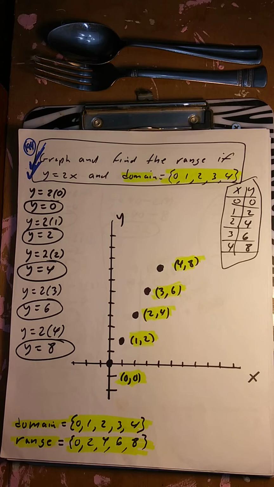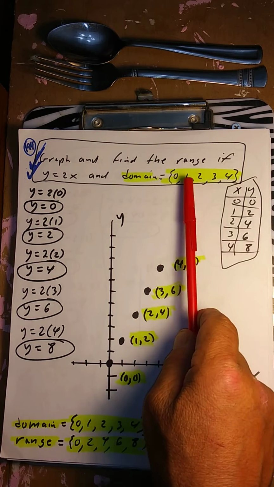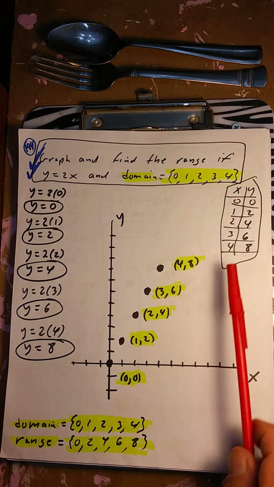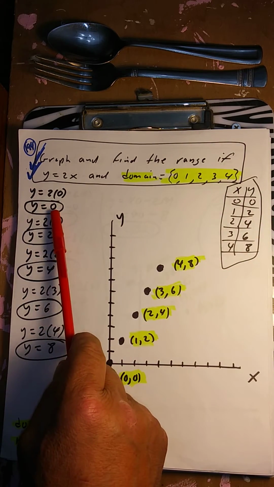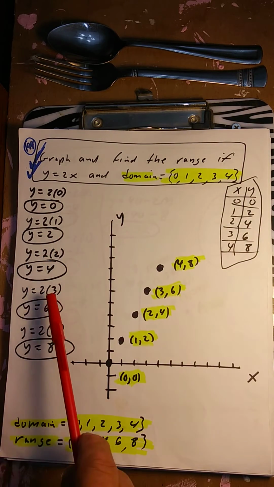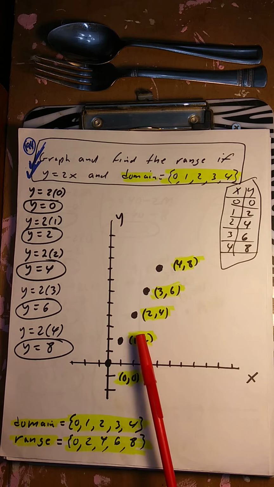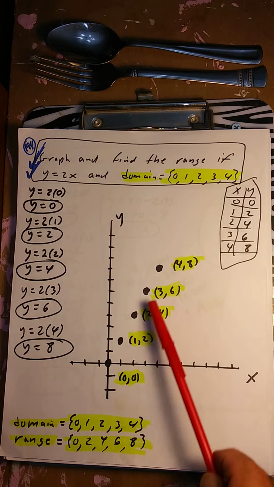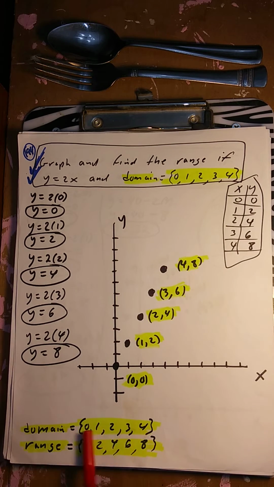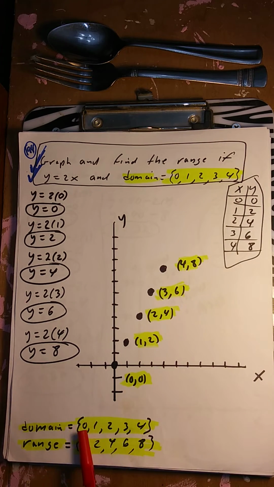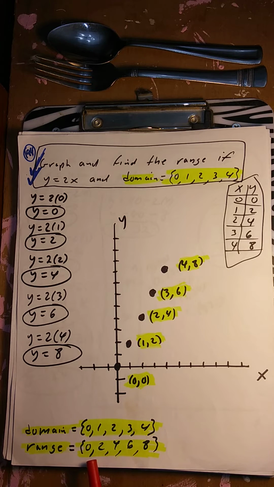Graph and find the range. If y equals this, the domain is given: 0, 1, 2, 3, 4. Put them in there. 2 times 0 is 0, 2 times 1, 2 times 2, 2 times 3, 2 times 4. So we have pairs again: (0, 0), (1, 2), (2, 4), (3, 6), (4, 8). The domain is all the first numbers of these: 0, 1, 2, 3, 4. The range is all the second numbers: 0, 2, 4, 6, 8.